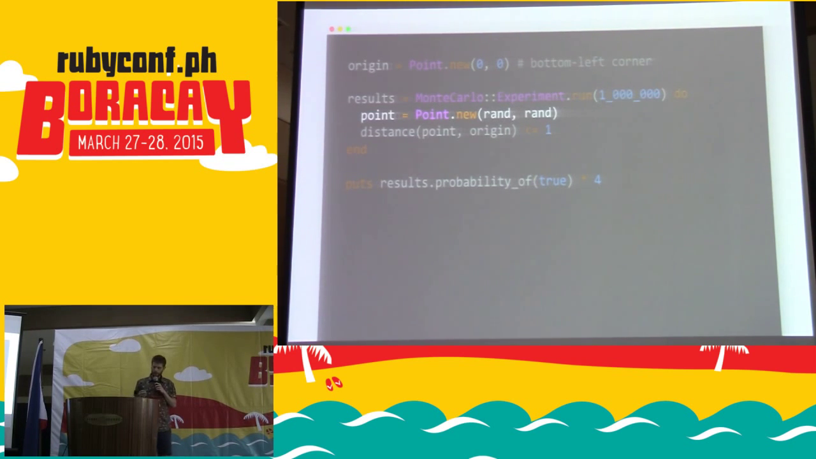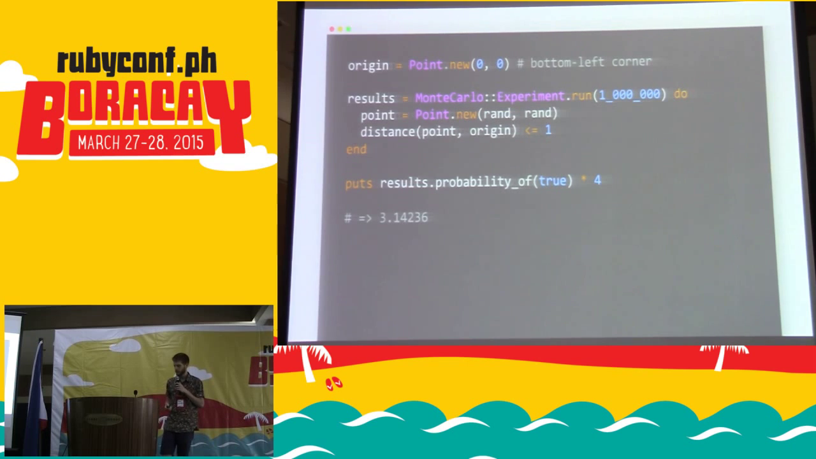And each time we run that experiment, we're going to draw a random point inside that square. So our point will be somewhere between 0 and 1, which is the area of the square. And we're going to calculate the distance from that point to the origin. And if that distance is below 1, we know that that point is inside the quarter circle, so we're going to return true, and otherwise we return false. Now, we're going to look at the probability of getting true in our results, and we're going to multiply that by 4, and we get pretty close to pi. That works, that's not bad.